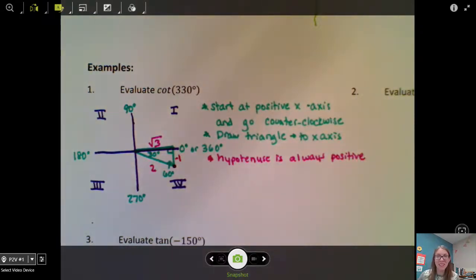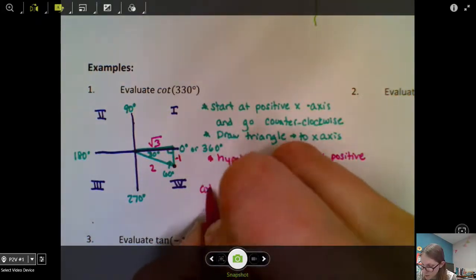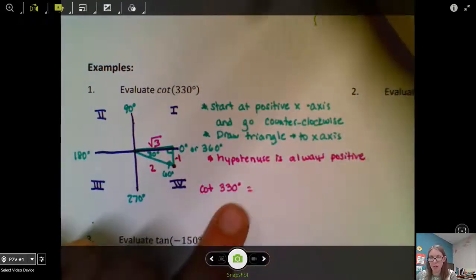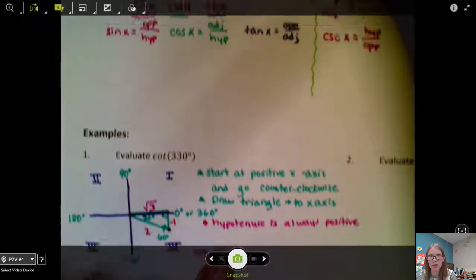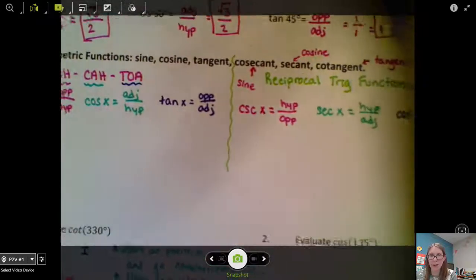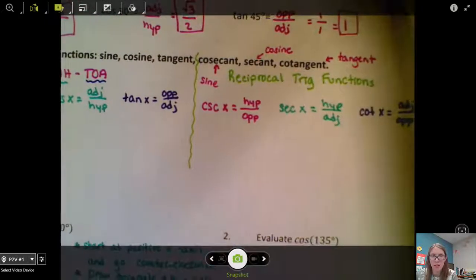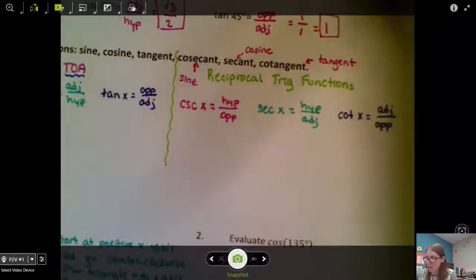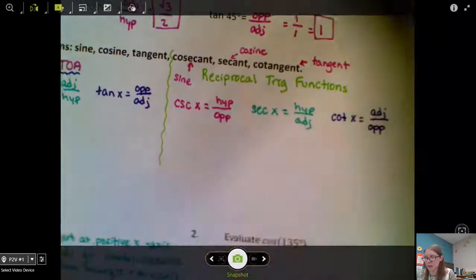Okay, we're almost done. We're almost here with evaluating our cotangent. Let's see what we can do. The cotangent of an angle is the reciprocal of tangent. And tangent is opposite over adjacent. So cotangent is the adjacent over the opposite.